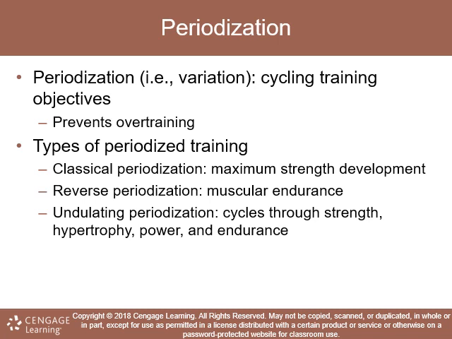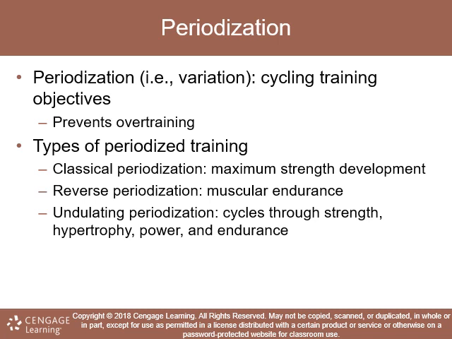Now, there are a few different ways of periodizing things. The one I gave you was more of the classical periodization model, where your emphasis is going to be maximum strength development. There's also reverse periodization, where you're looking at muscular endurance. Or there's an undulating cycle, undulating periodization, where it's a little more, it's seemingly random.